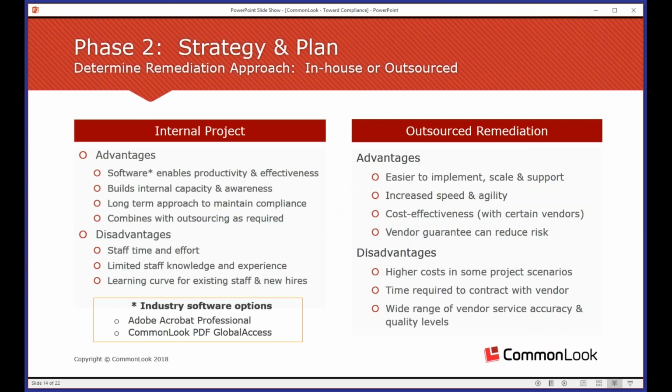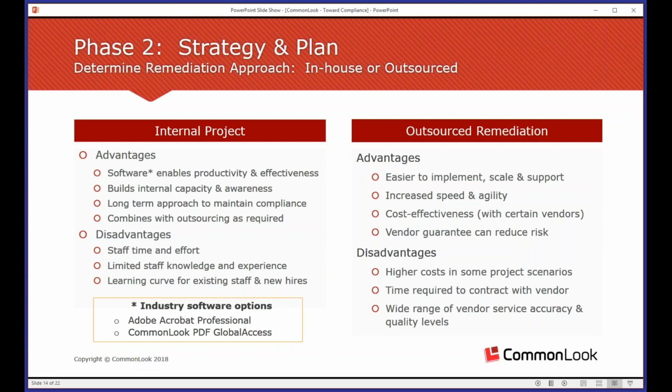So with Phase 1, choosing your standard, testing, and so on complete, we move on to Phase 2. Here is where you'll come up with your remediation strategy to fix the problem documents that you found. And, as in Phase 1, the question is, do you do the work internally or do you outsource it? Clearly, there are pros and cons to each approach.